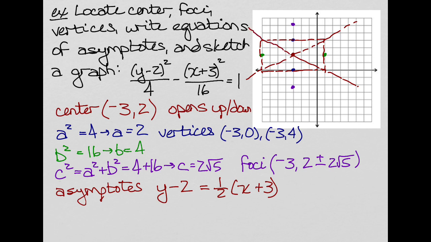And here we go with the graph. The vertex is a point on the graph, and it's going to go through that and out along the asymptote. So we have a very wide hyperbola here. Here's my bottom half, and there it is.